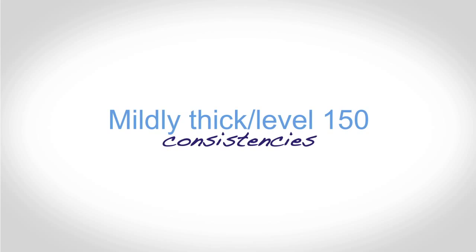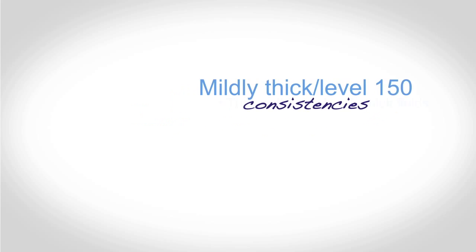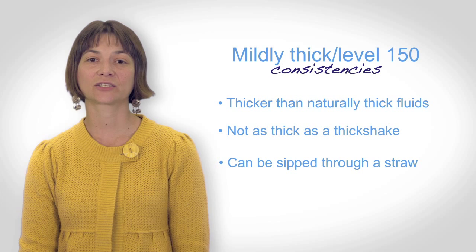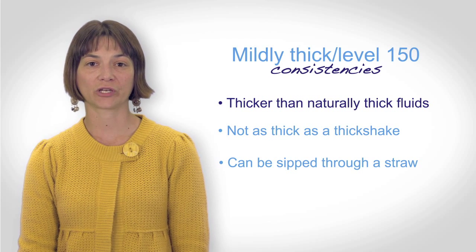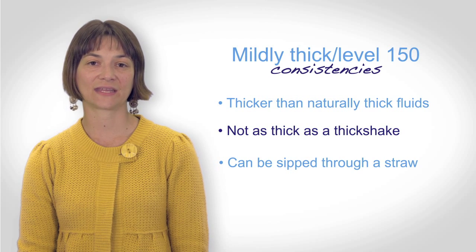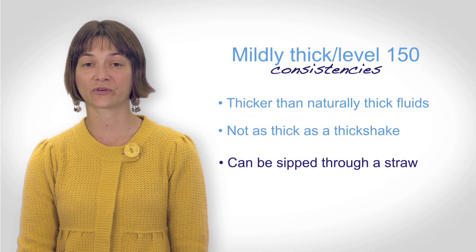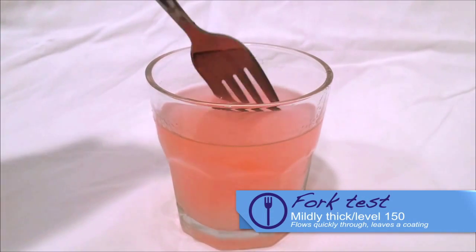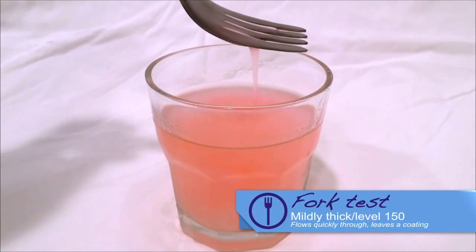Mildly thick or level 150 consistency. Mildly thick or level 150 consistency fluids are described as thicker than naturally thick fluids, such as thick juices, but not as thick as a thick shake. They can be sipped through a straw. The fork test for this fluid is that it flows quickly through a fork but leaves a coating.